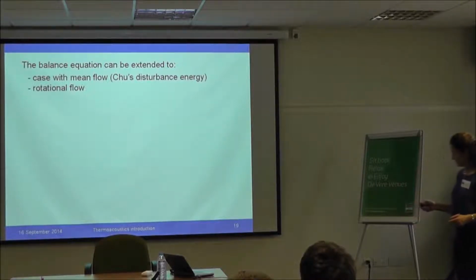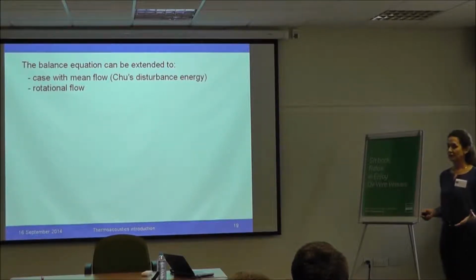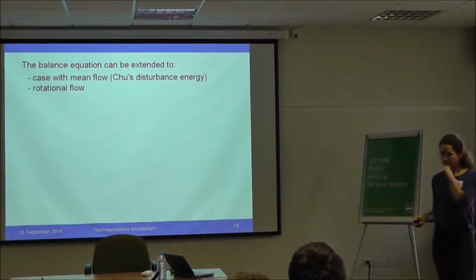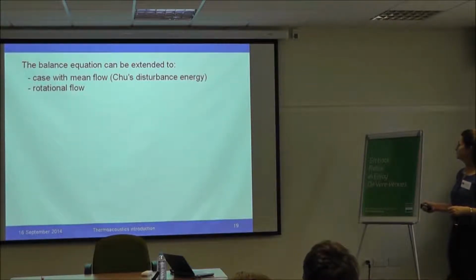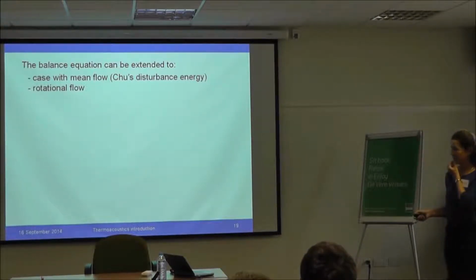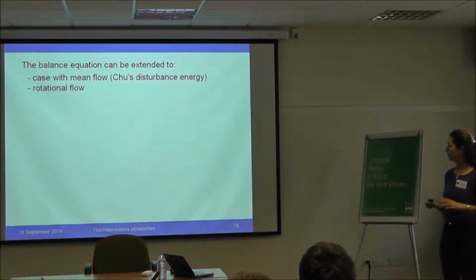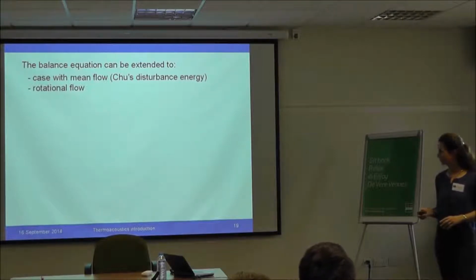Right, just a quick remark before we move on to Rayleigh's criterion about extensions to the balance equation. We've ruled out mean flow, but people have actually done the case with mean flow. In fact, there are several versions of the balance equation; it's no longer called the acoustic energy, it's called the disturbance energy then. It's also been extended for rotational flow, which is an assumption that we've excluded. I'm not going to show how to do these extensions, just for your information, they exist.